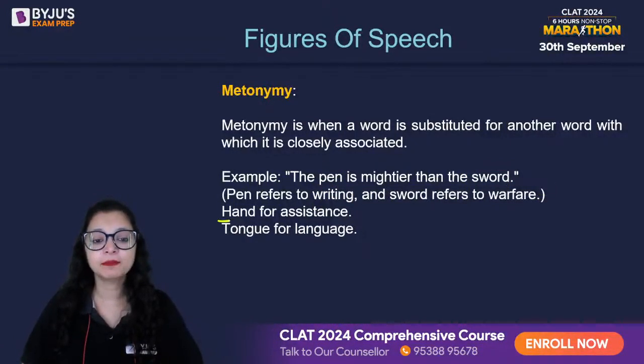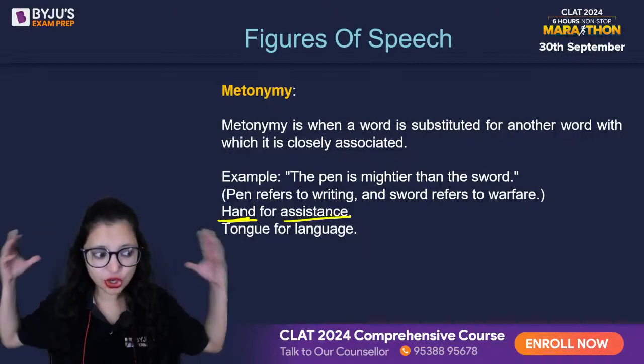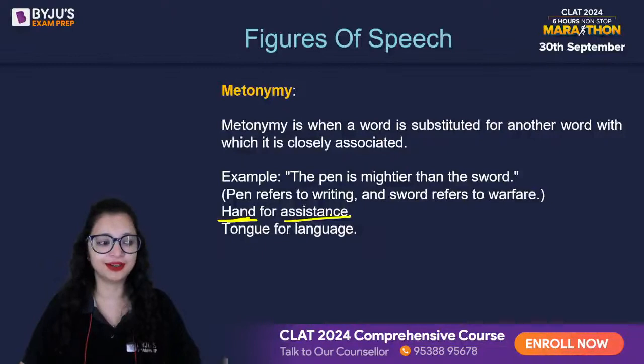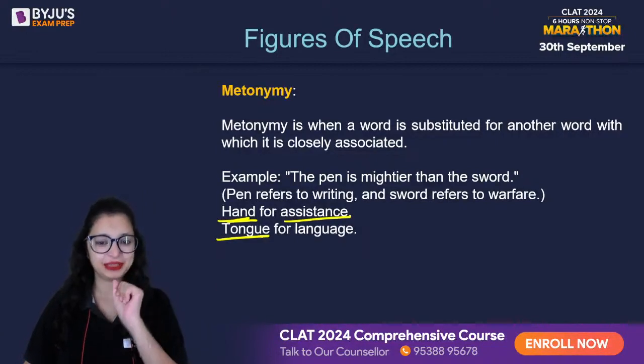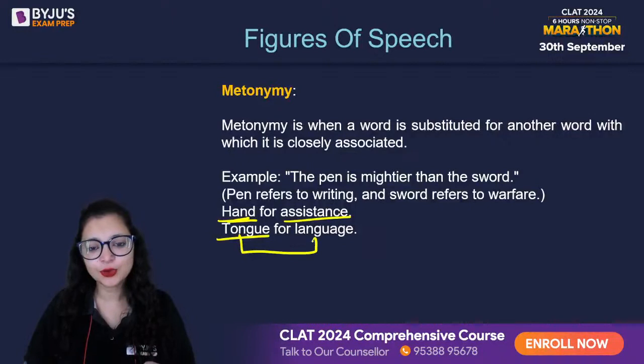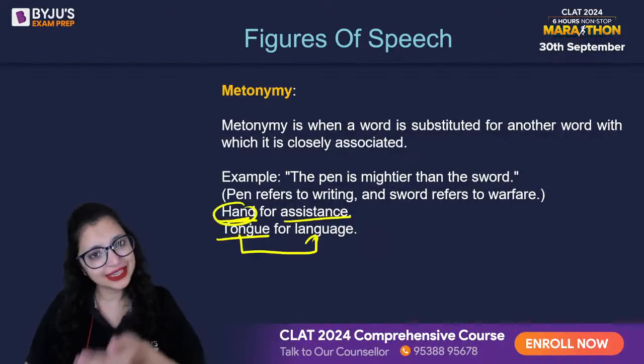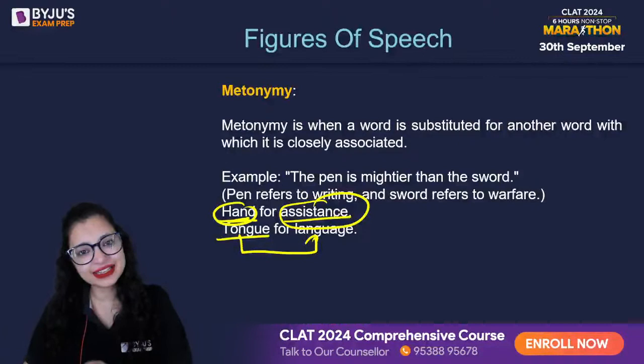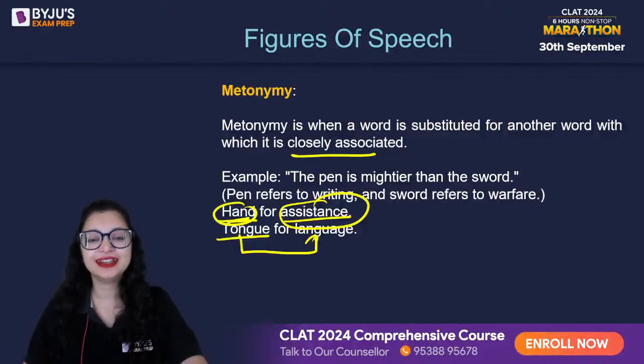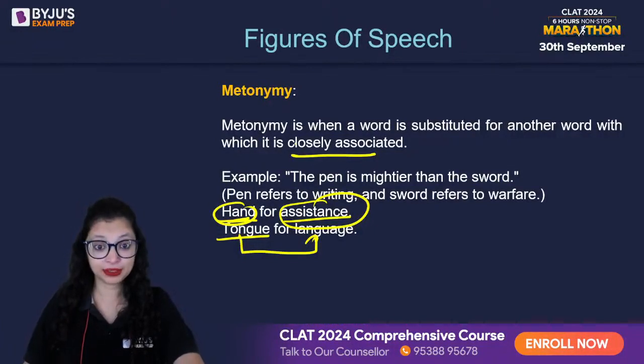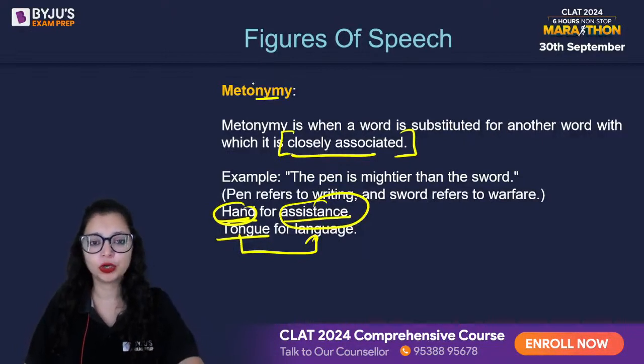Similarly, I can say hands for assistance. I need more hands for this task. Does not mean I need more hands. I don't want to become a goddess with 10 hands. It means I need more people helping me with the work. Tongue: mind your tongue. That means mind your language. Obviously, tongue is a closely associated word to language. Since a task is done with hands, assistance is related to it. Remember, these are closely associated words. Okay? Just remember this. Nym is a name, remember this root word here.